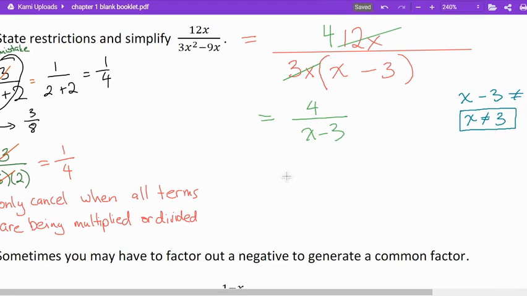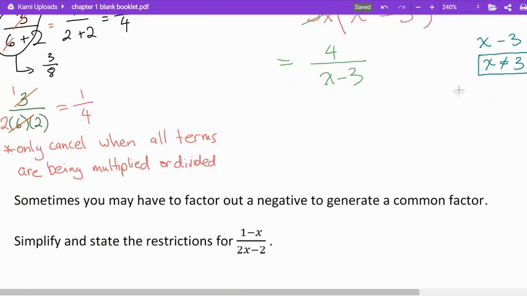And so if you want to see how to really nicely format it, that might be some work on the side. The way that we format it is we give the simplified expression and then we say comma, so long as x cannot be equal to 3.